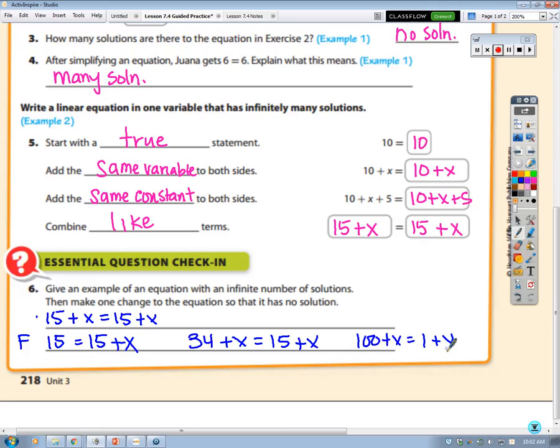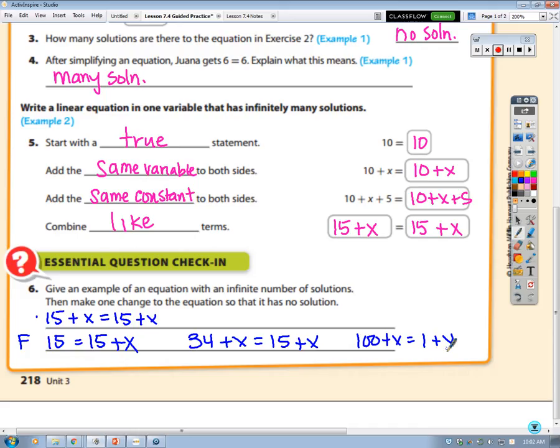So if you had to build an equation that had no solutions, do you think you could do that? Yeah, you just create an equation. It's not balanced, right? You could start with a false statement and build from there. You could start with an equation that's infinitely many and make one change. So you've got a couple strategies there.